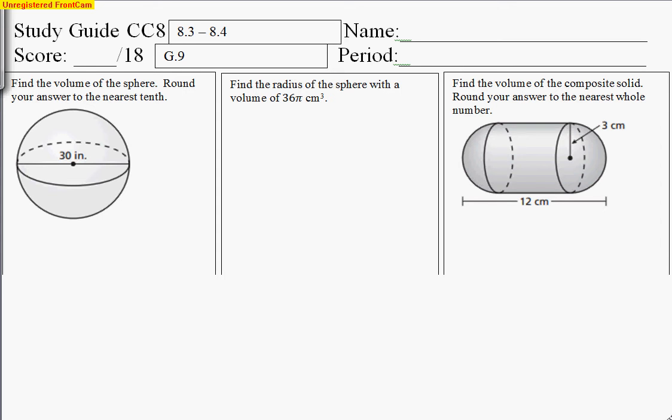These are the solutions for the study guide for Chapter 8, Section 3, Chapter 8, Section 4 quiz. And let's take a look at our first problem. So it's asking us to find the volume of the sphere. We're supposed to round the answer to the nearest tenth.